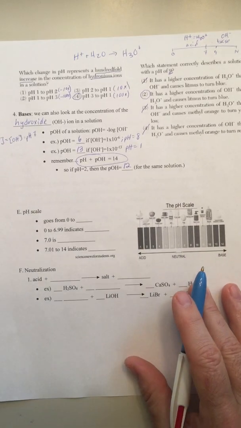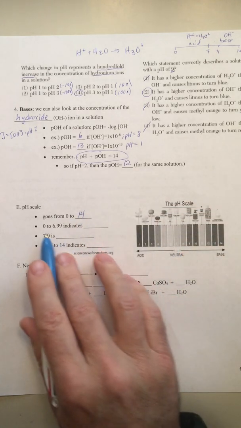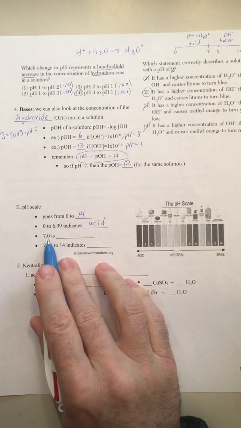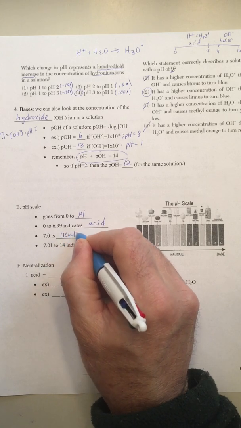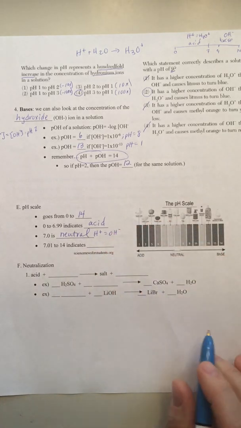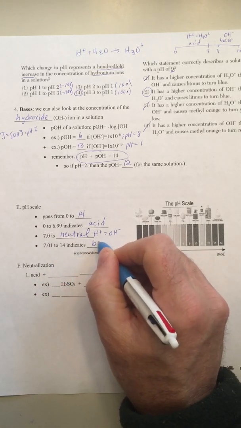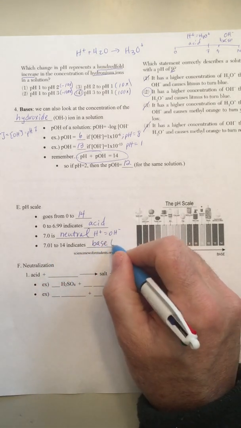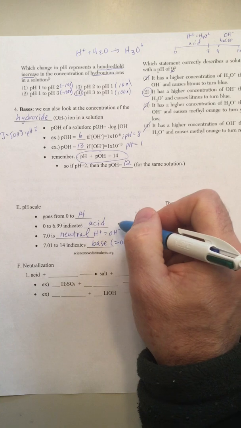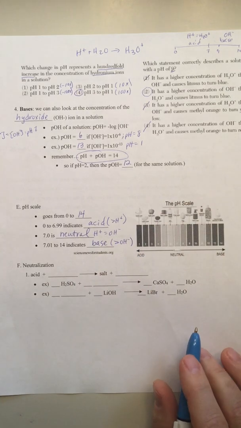And lastly, the pH scale here. pH scale, as you know, probably goes from 0 to 14 from the video. From 0 to 6.99, that indicates that it is an acid. 7.0 is neutral. That means the concentration of H plus is equal to the concentration of OH minus. And from 7.01 to 14, that indicates a base. That means there's greater OH than H plus. This one means there's greater H plus than OH.